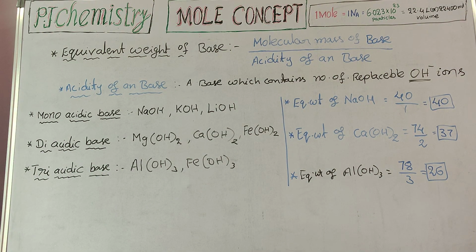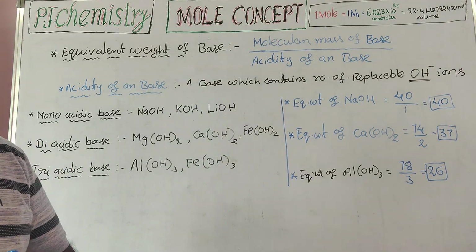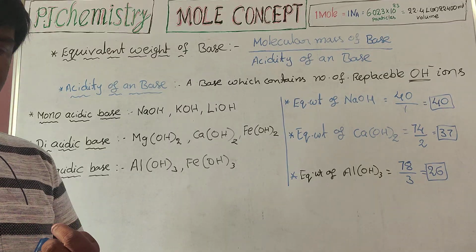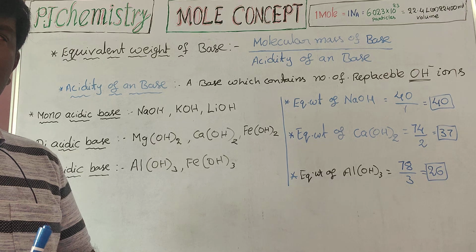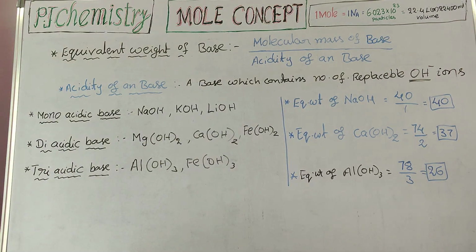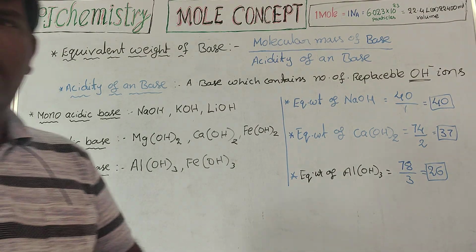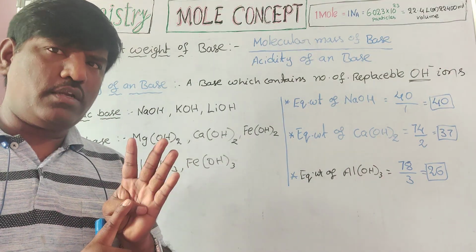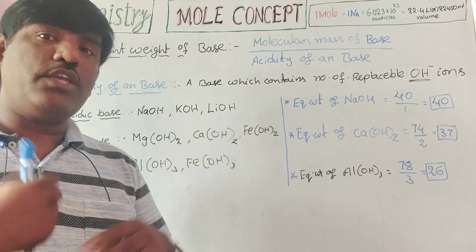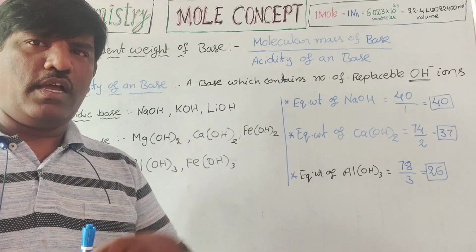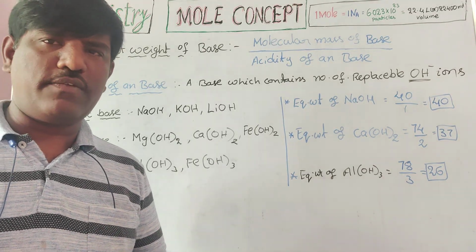Understood, children? These are the equivalent weights. If they give ions, how to calculate? If they give acid, how to calculate? If they give base, how to calculate? In this video we discussed these. In the next video we are going to discuss, if they give salt, how to calculate, and if they give an equation, oxidizing agent or reducing agent, as per that how to calculate equivalent weight.